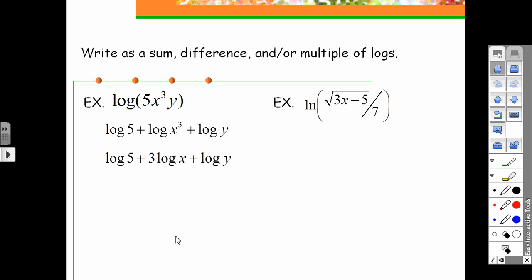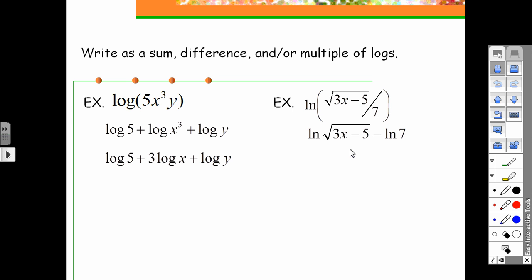Okay, let's try it again. We have the natural log of this big, huge quantity: the square root of 3x minus 5, all divided by 7. So the first thing I'm going to do is, since I recognize this as being a division, I am going to subtract these two logs, one with the numerator and one with the denominator.